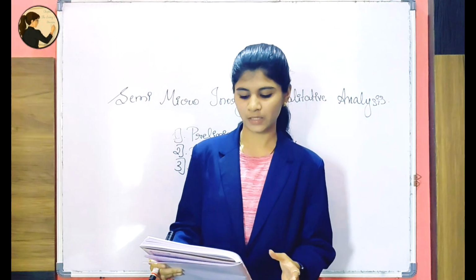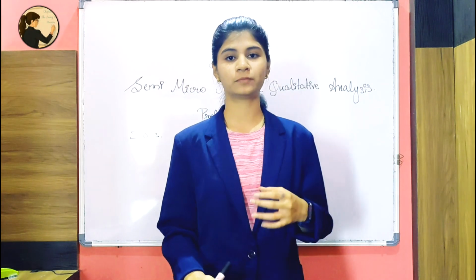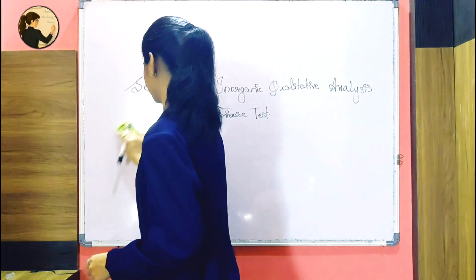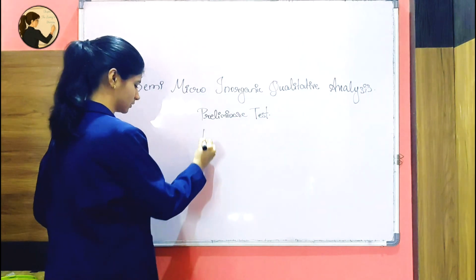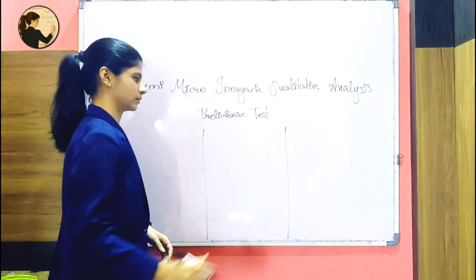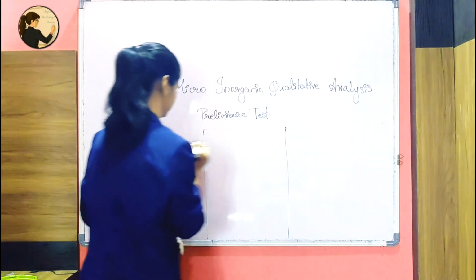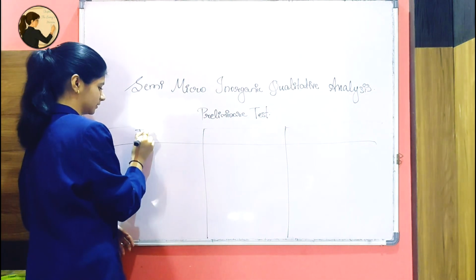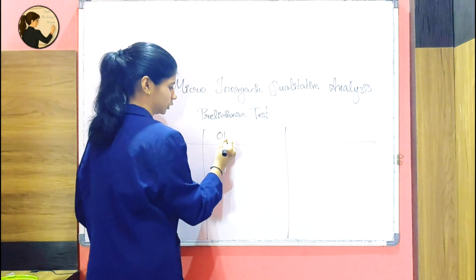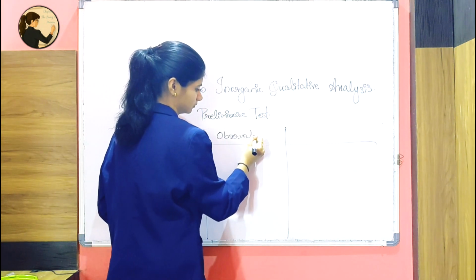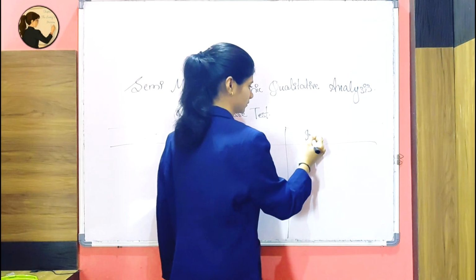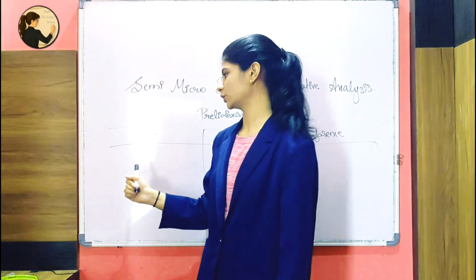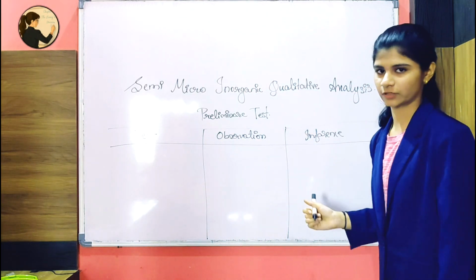First, what will you do? In the preliminary test, you have to make 3 rows and 3 columns. In that, first you will have test, observation, and at last inference. So you should remember these 3 very well: test, observation and inference.